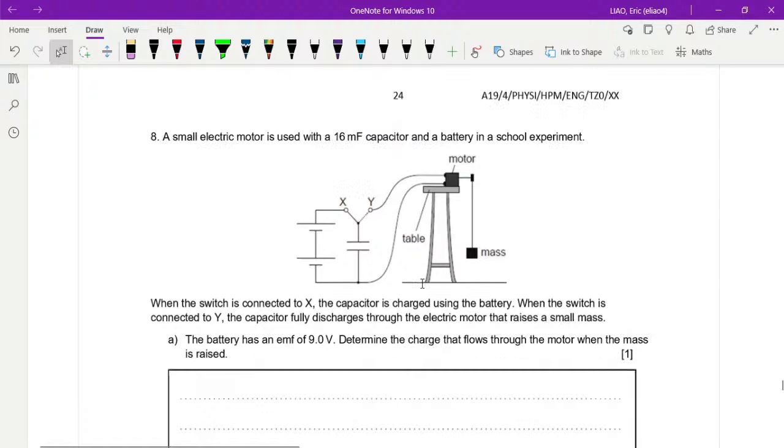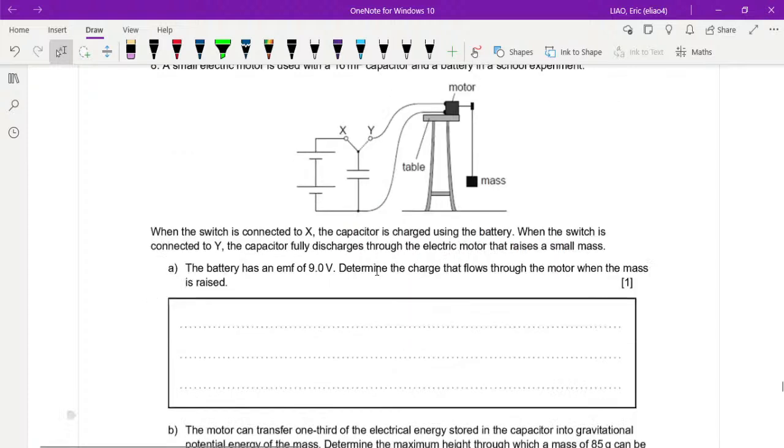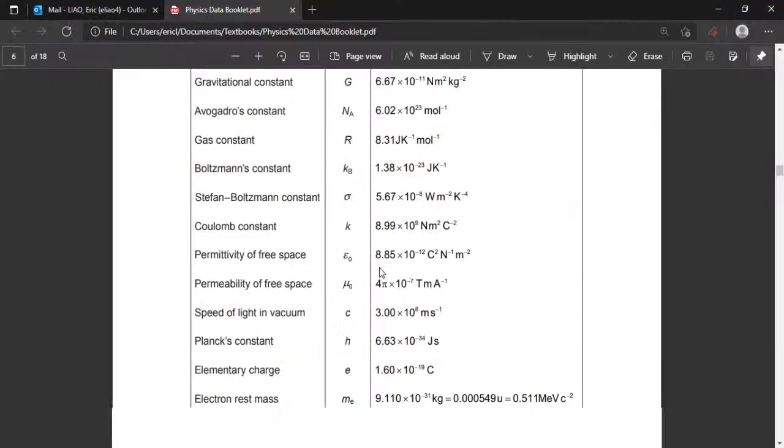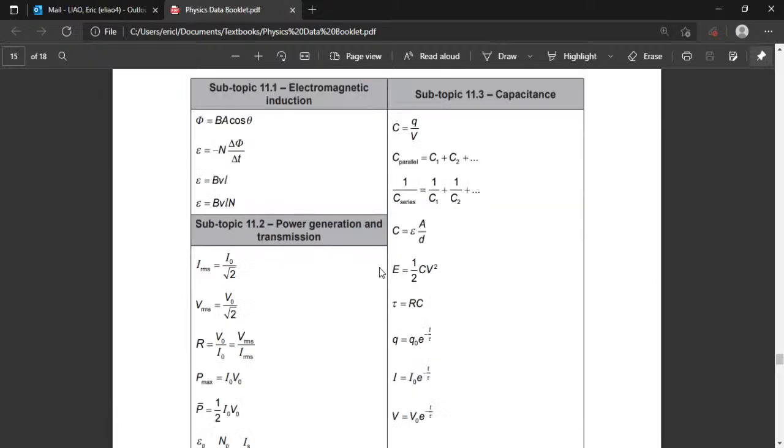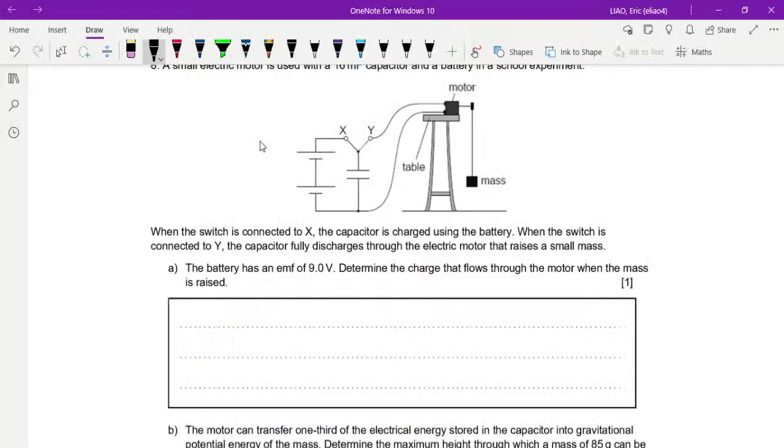With a 2 millifarad capacitor and a battery in a school experiment, the switch is connected to wire. The capacitor fully discharges through the electric motor that raises a small mass. Well, I think this is a 1 marker. Theoretically, it should not be too complicated. Topic 11, I would say C times V equals Q.